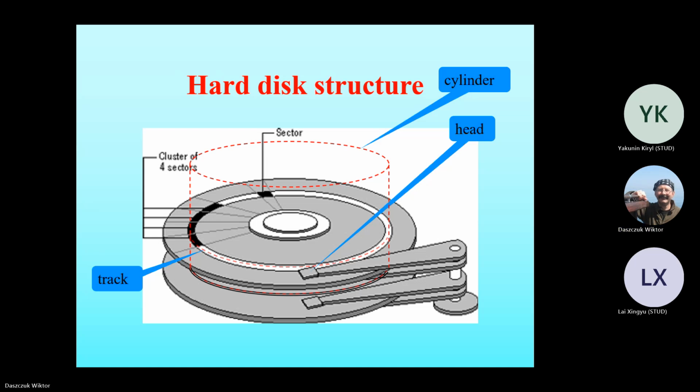All the tracks distant from the axis by a given distance are called a cylinder. The cylinder is a virtual entity. It's a collection of tracks at a given distance from the axis.